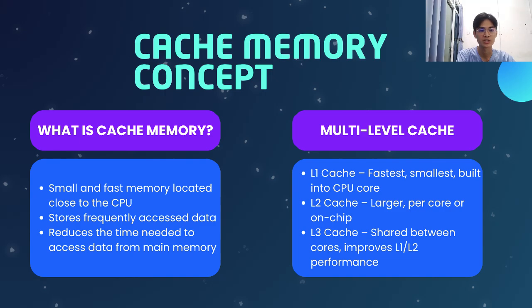Usually, cache is classified into multiple levels. Level 1 cache is the fastest and the smallest, and it is located in the CPU core. Next, we have level 2 cache. This level is larger but slightly slower than L1 cache. And then level 3 cache. Level 3 cache is shared across the cores, and it is designed to improve L1 and L2 performance.